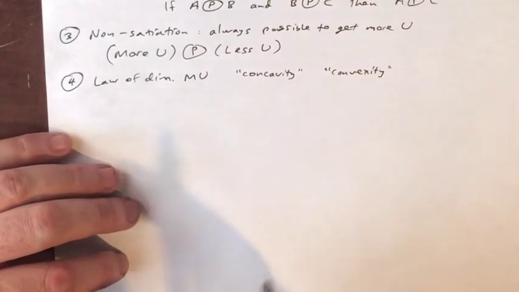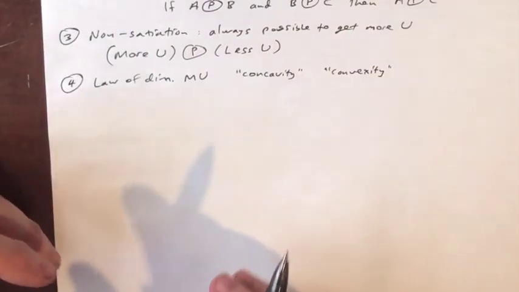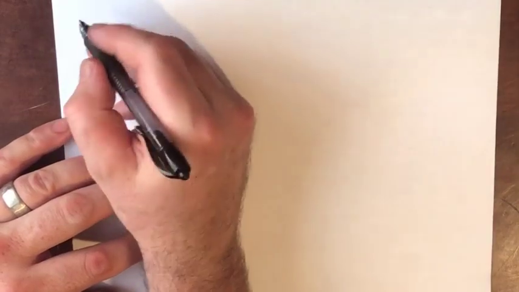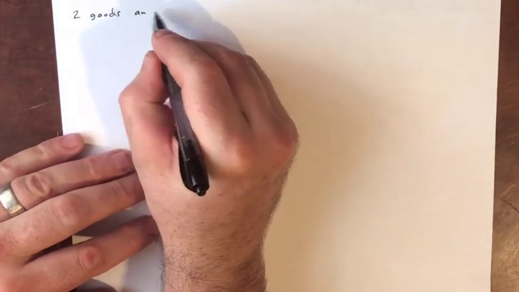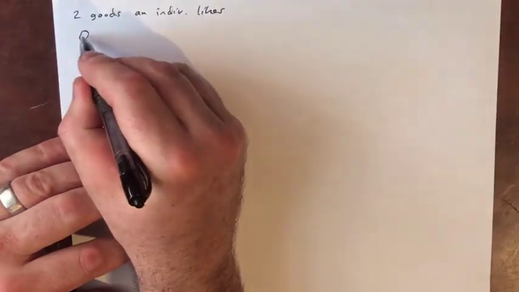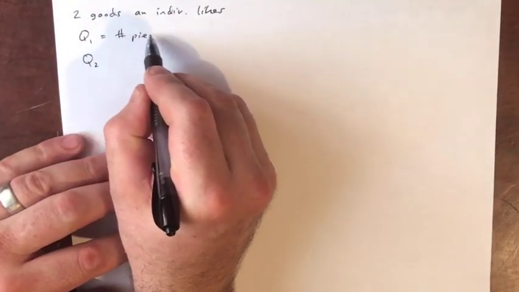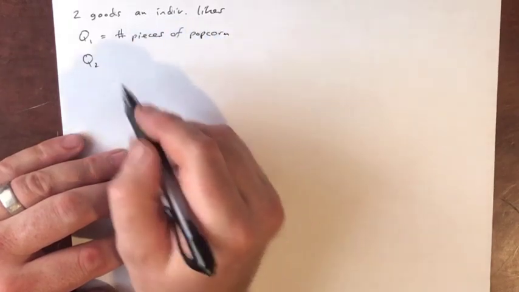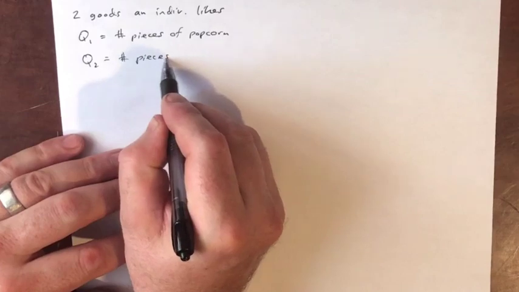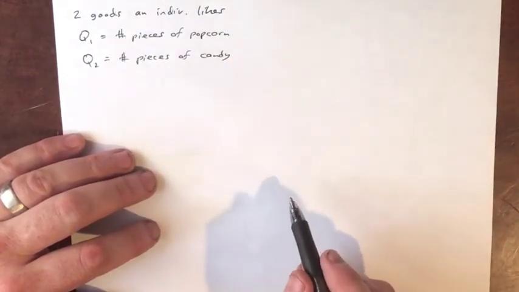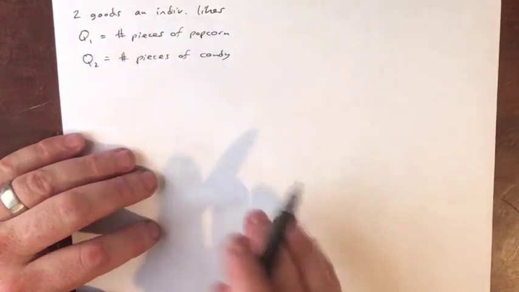So if these four assumptions hold, then it is possible for us to go a little bit further with preferences, right? To construct an entire theory based around these ideas. We will start by taking two goods that an individual likes. Let's say these goods are, we'll call them Q1 and Q2, okay? And let's say that Q1 is the number of pieces of popcorn, all right? And Q2 is the number of pieces of candy. Okay, you're at the movies and you, of course, like to eat popcorn, you like to eat candy, and you like both of these things, okay?